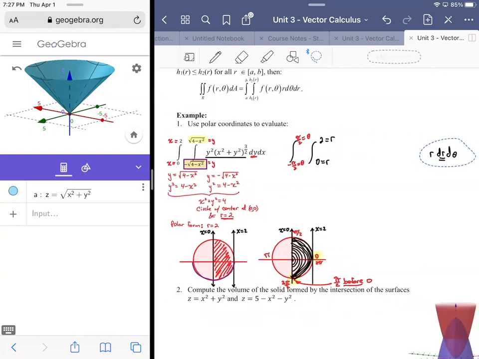Y squared. Well, we know y is equal to r sine theta. So y squared is r squared sine squared theta. X squared plus y squared is r squared, all to the 3/2. And the r dr d theta is the replacement for dy dx.